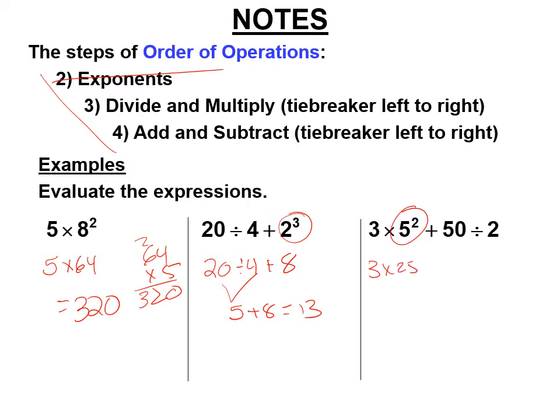3 times 25 plus 50 divided by 2. Notice I take the time to rewrite everything after each step. So I just finished step 2, exponents, and now I'm going to do my multiplying and dividing. 3 times 25 is 75. 50 divided by 2 is 25. Add those together in last step, and you get 100.